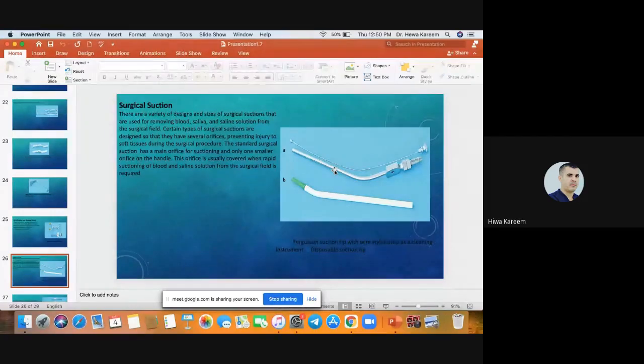Certain types of surgical suction are designed with several orifices, one orifice here and one orifice here, preventing injury to soft tissue during the surgical procedure. The standard surgical suction has a main orifice for suctioning, and only a small orifice on the hand. This orifice is usually covered when rapid suctioning of the blood and saliva from the surgical field is required.